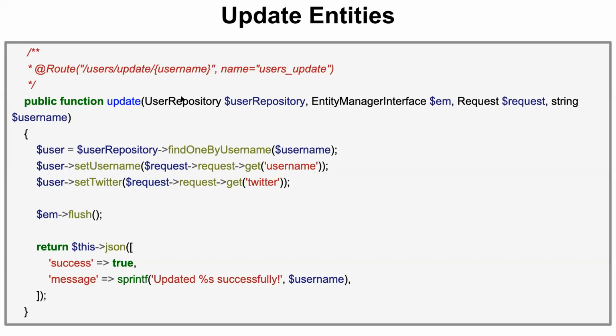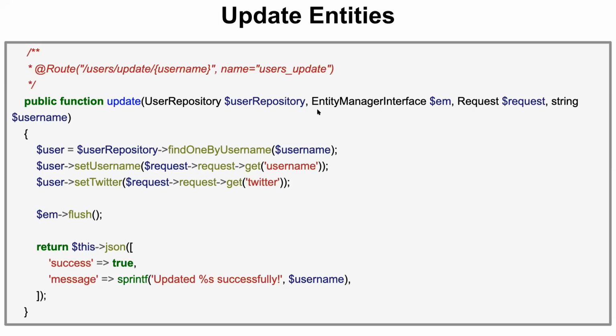So you'll see that the route here that's defined has a username parameter, and that's what we're going to use to look up the user that we want to update. And we inject the user repository. That's what we're going to use to find an existing user in the database based on the username that gets passed through the route right here at the end of the update method. And then we also inject the entity manager and the request.